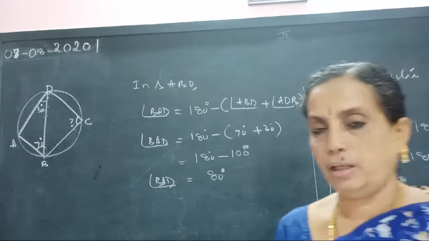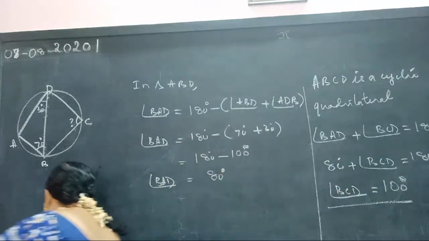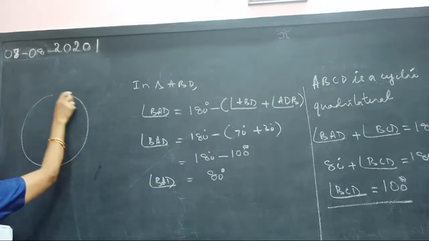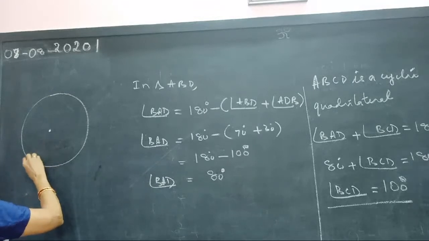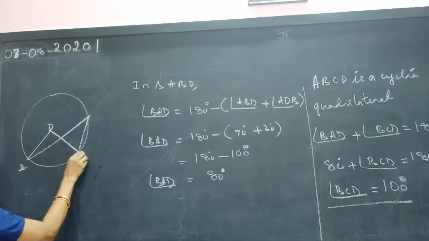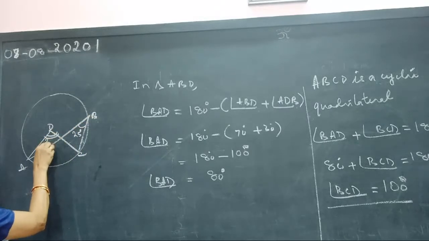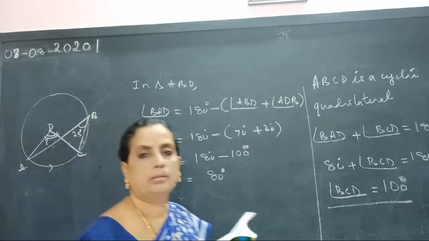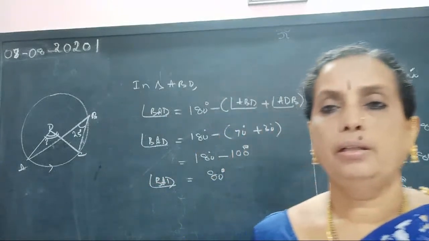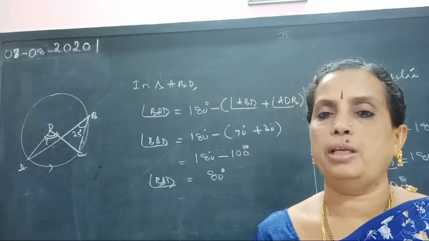In figure, I'll give you the figure. Angle ABC equals 25 degree. Find angle AOC. You already done this type of question, AOC, ABC. In figure, if angle ABC equals 25 degree, then find angle AOC. What is the measure of angle AOC?